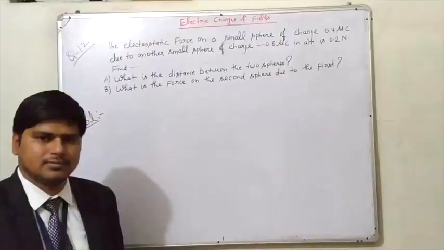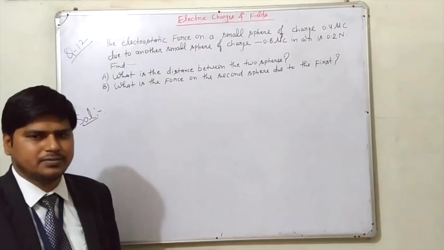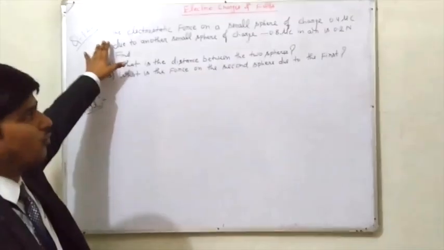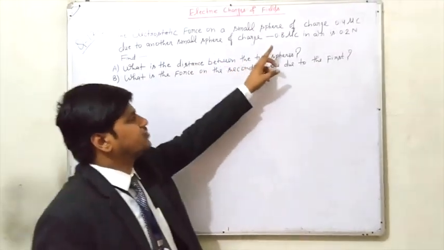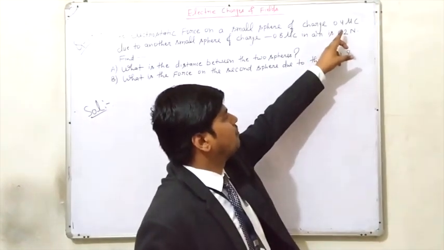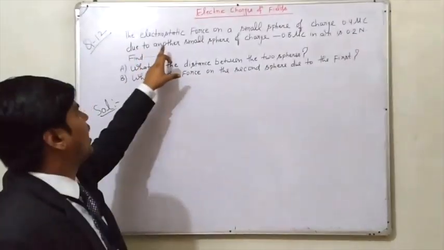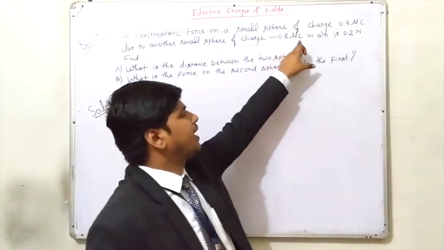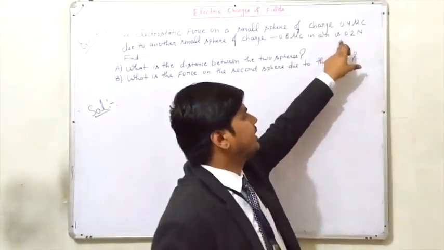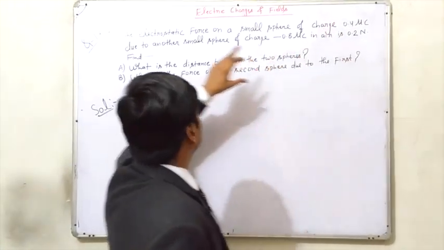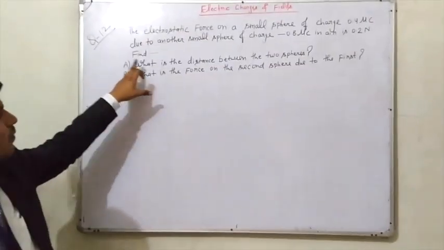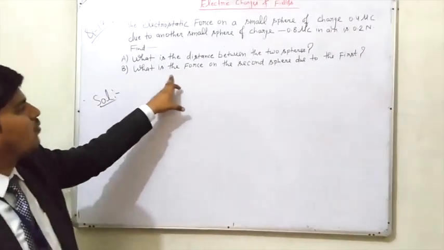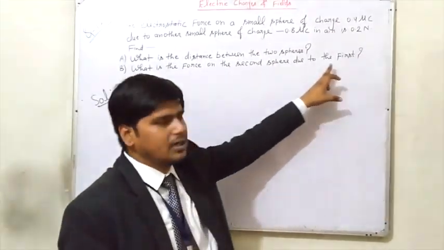So now we take the next problem, that is 1.2. What is the problem? The electrostatic force on a small sphere of charge 0.4 microcoulomb due to another small sphere of charge minus 0.8 microcoulomb in air is 0.2 Newton. Find, first part, the distance between the two spheres. Second part, the force on the second sphere due to the first.